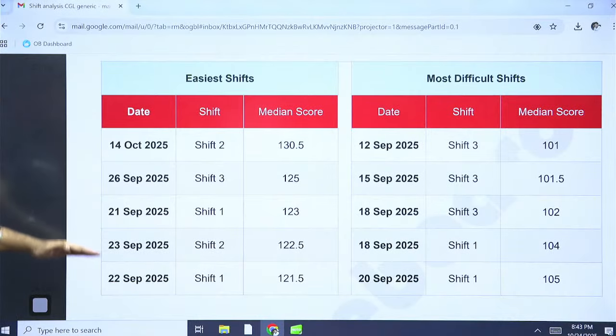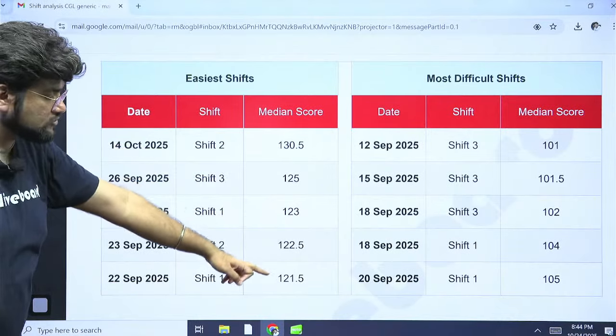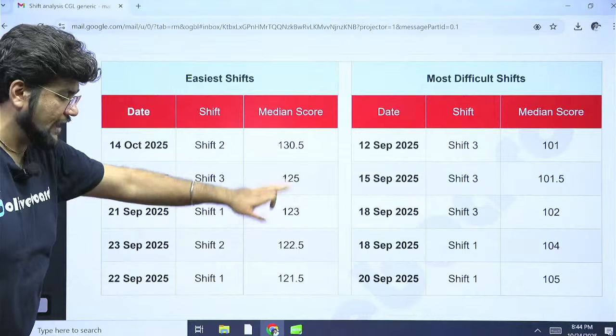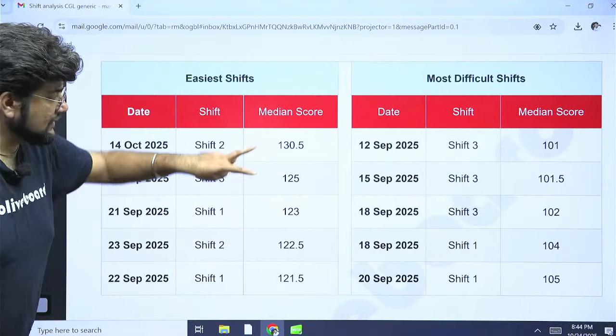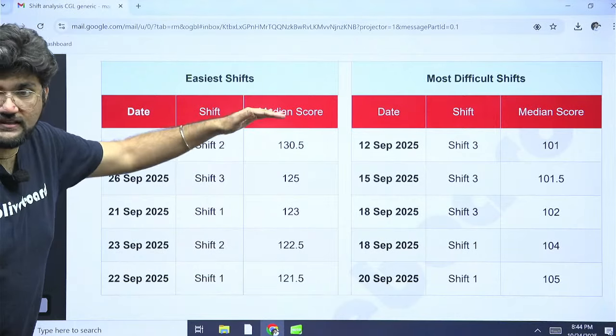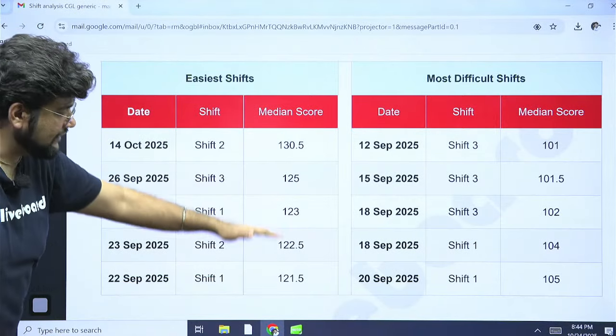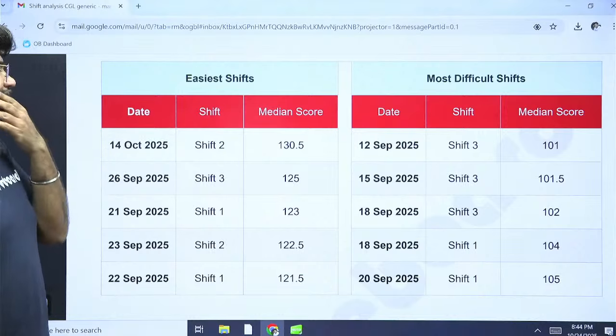These shifts are quite close, and these scores are also quite close to each other. There's not a lot of gap. 1 mark, 0.5 mark, 2 marks, that's it. But here there's a gap of 5.5 marks, so this gap is quite large. Otherwise, majorly the gap is very small among easy shifts.